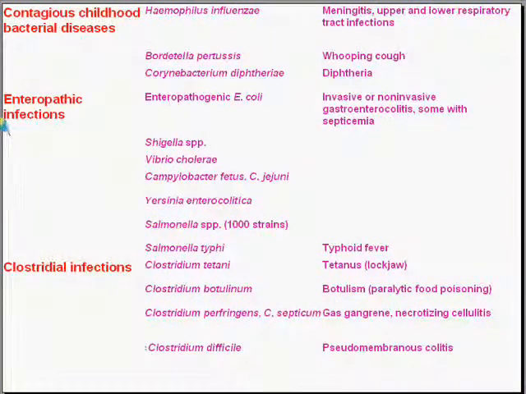Let's talk about a third group, the so-called contagious childhood bacterial diseases. Haemophilus influenzae is probably the single biggest cause of meningitis, upper and lower respiratory tract infections in young children. Another contagious childhood disease, Bordetella pertussis, causing whooping cough. Corynebacterium diphtheriae, causing diphtheria. A very, very strong destructive upper respiratory bacteria.